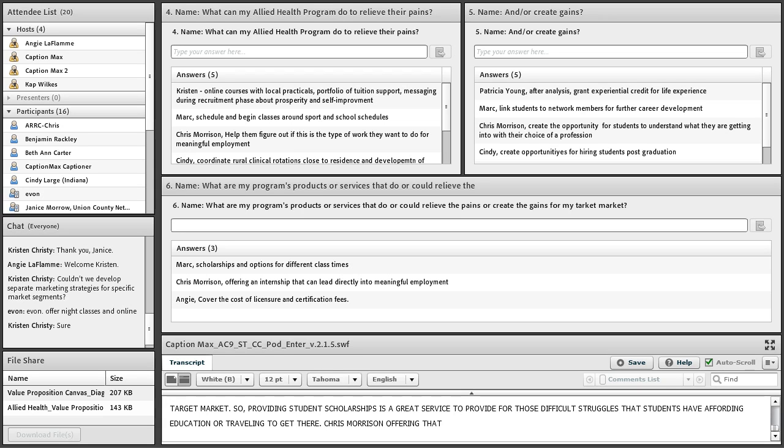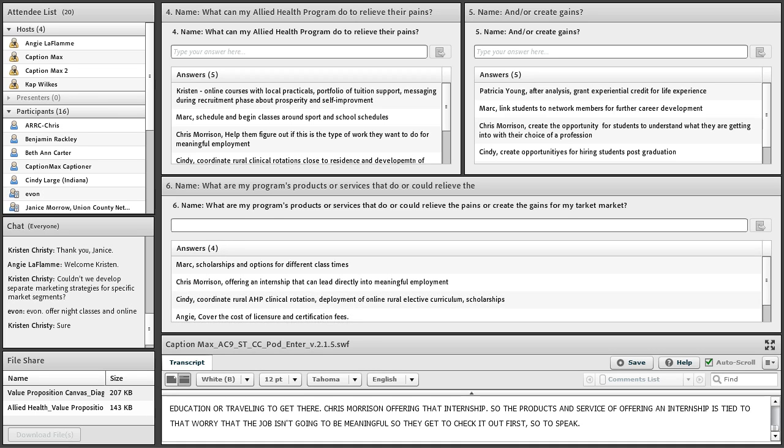So yep, providing student scholarships is a great service to provide for those difficult struggles that students have affording education or traveling to get there. Chris Morrison offering that internship. So the product and service of offering an internship is tied to that worry that the job isn't going to be meaningful. So they get to check it out first, so to speak.